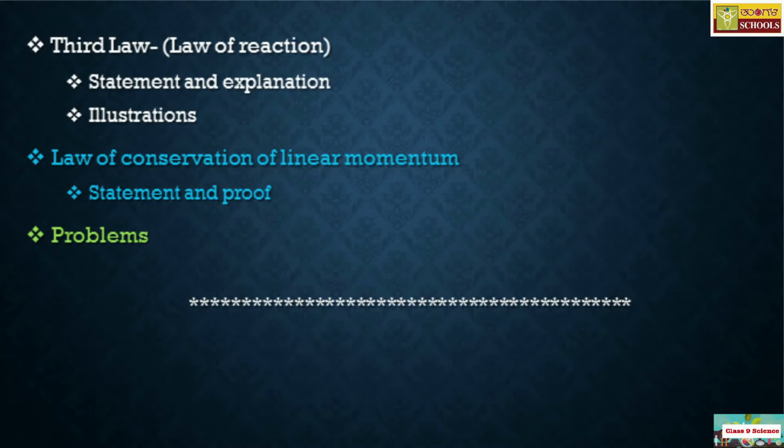And third law of motion is, well, statement and explanation, illustrations for the third law. And we are ending this theoretical aspect of the topic, that is law of conservation of linear momentum, statement with proof, and we are solving some problems on this topic. These are the points which we are learning in this topic. I hope you got this introduction of the topic clear.